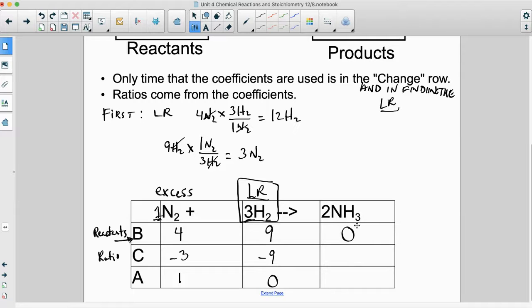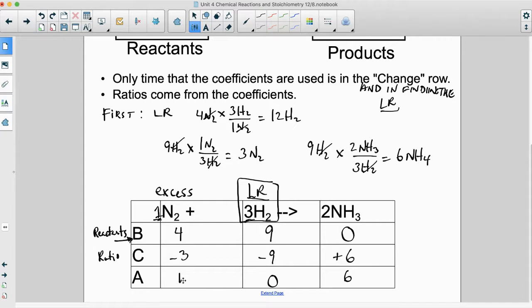Here I can see that I have 2 NH3s for every 3 H2s. If I start out with my 9 H2s, again, the limiting reagent, and I want to figure out how many NH3s I'm going to get, my ratio is 2 NH3s for every 3 H2s. And that will give me 6 NH3s. So here, it's a product, so I'm going to produce it. This is going to be positive. And now we have our result.